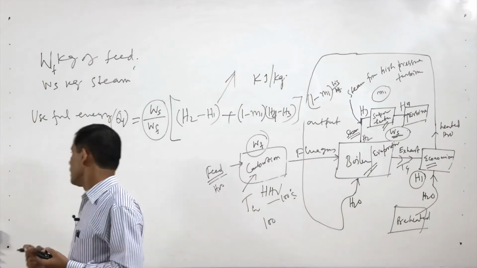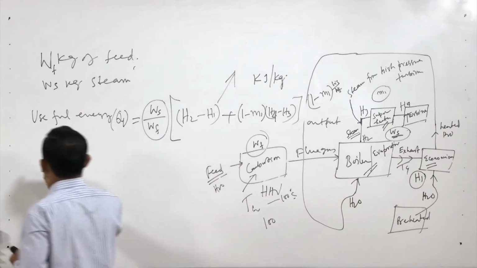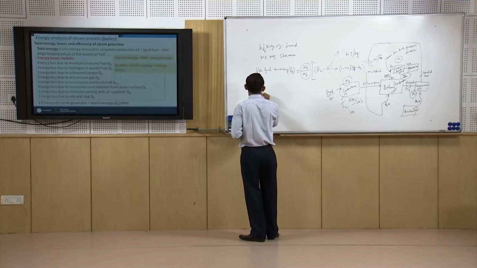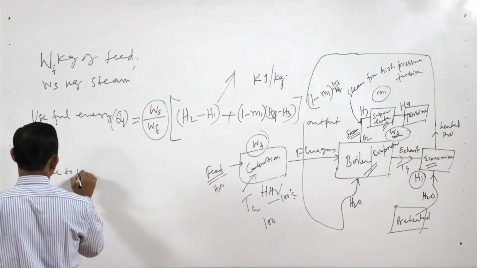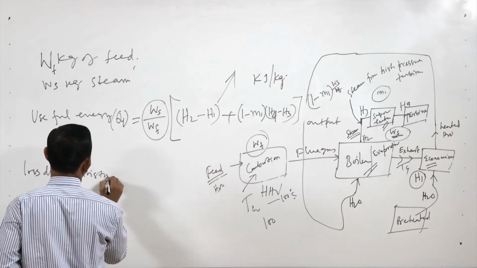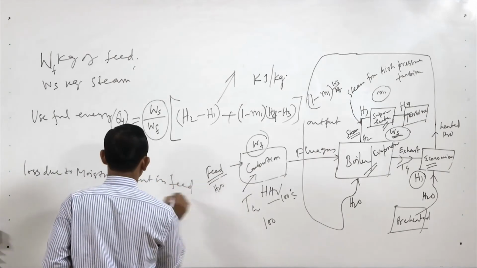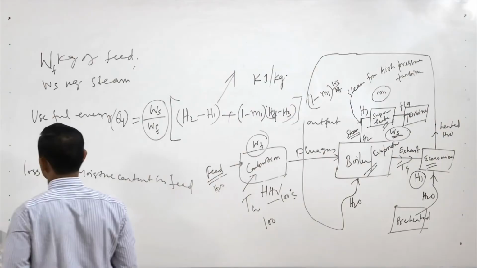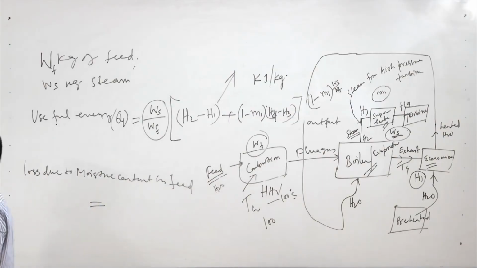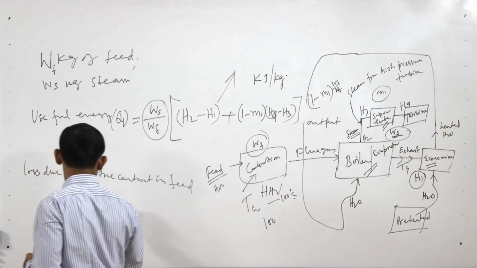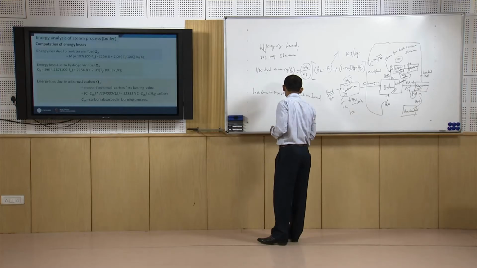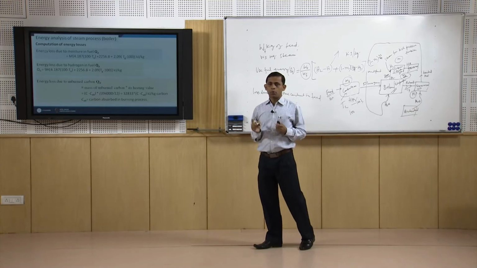That is why some amount of heat will be consumed by the steam to raise its temperature, and some amount of energy will be used for the phase change from water to steam. That is why the loss due to moisture content in feed is equal to M, moisture content, into Cp dT for the water.